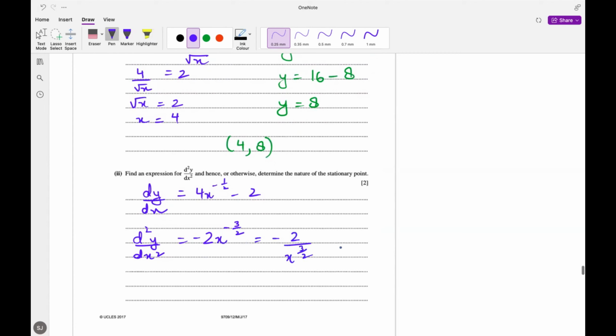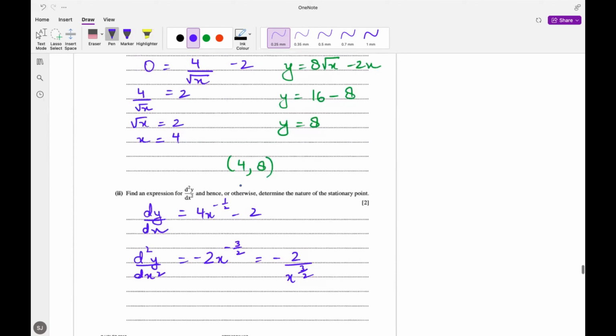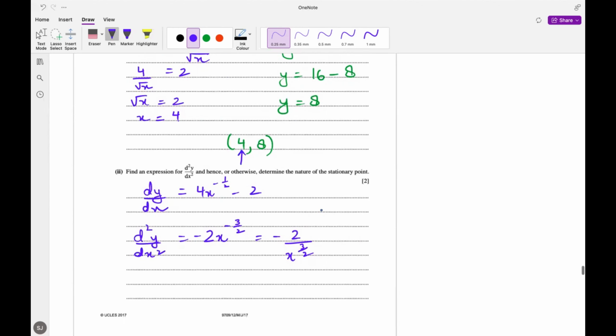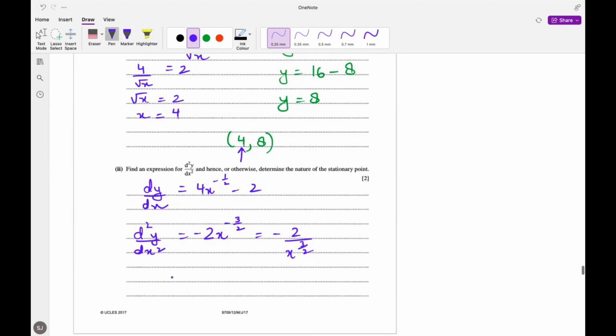So the double derivative, or d squared y upon dx squared, will be minus 2 upon x to the power plus 3 upon 2. Now it is also asking us to determine the nature of the stationary point. So from the previous part, we have the x coordinate of the stationary point, which is 4. So substituting x equal to 4 into this equation, we will get minus 2 upon 4 to the power 3 upon 2.